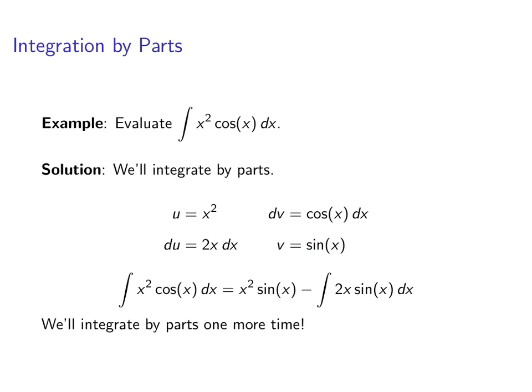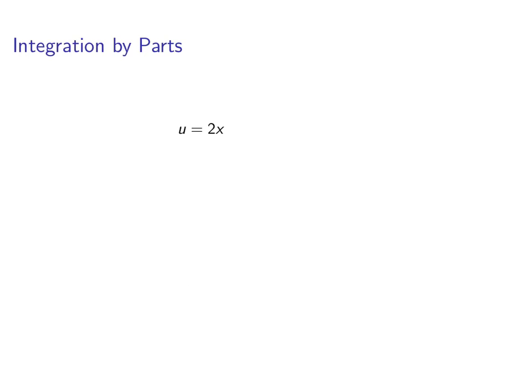All right, now to evaluate the integral that we came up with here, we're going to integrate by parts one more time. So now let's worry about evaluating this integral, then we'll piece it all back together. Okay, so for that integral, we're going to do u equals 2x, dv equals sine x dx. So du is 2, that's the derivative of 2x, don't forget the dx. And then v is negative cosine x, that's an antiderivative of sine x dx.